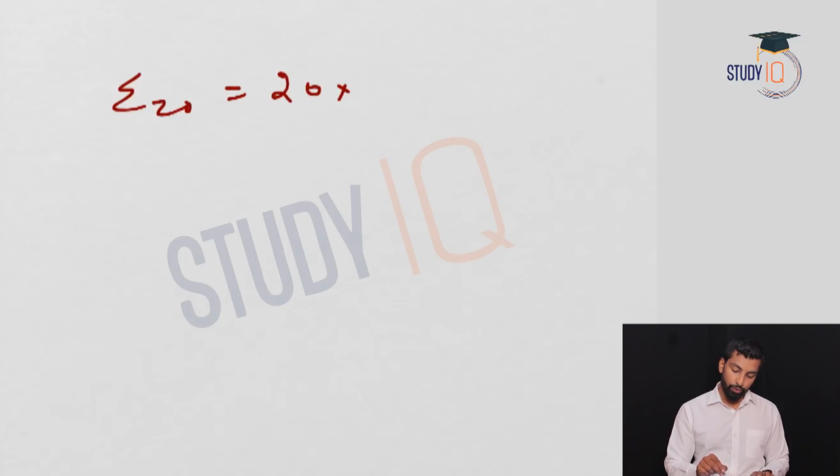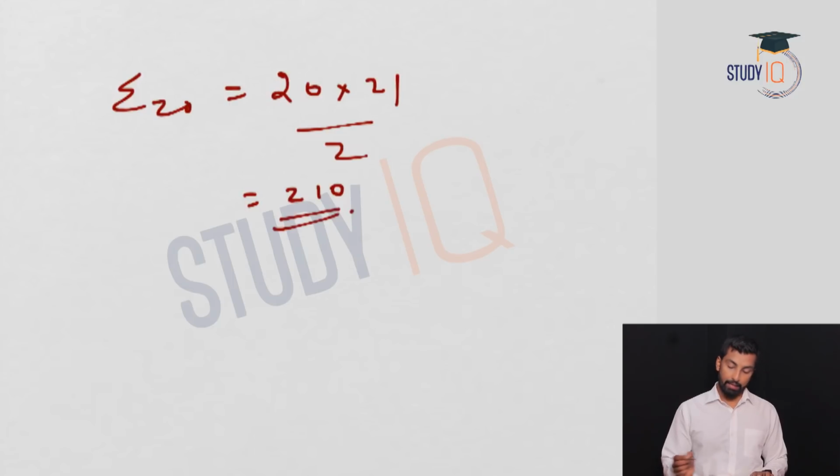Now how will you get questions based on sigma n? Let's make a question and we will solve it. Obviously you will understand it in a much better way, right? Now let's take any sigma n number. Let's take sigma 20. So what is sigma 20? 20 into 21 divided by 2. This is nothing but 210.